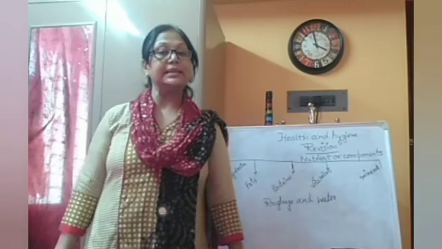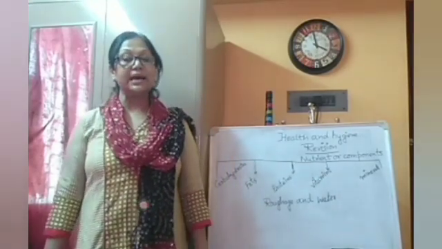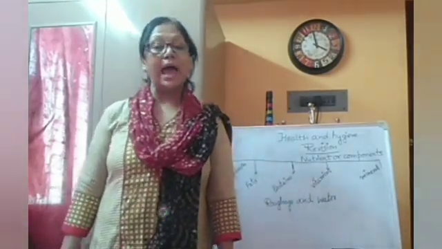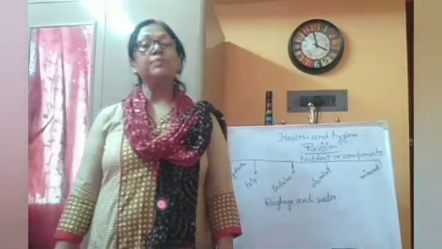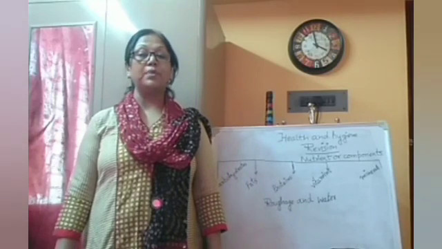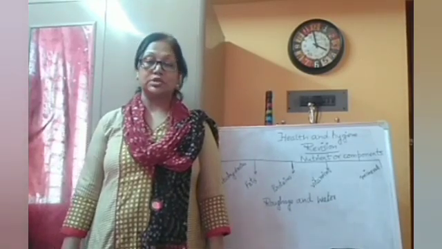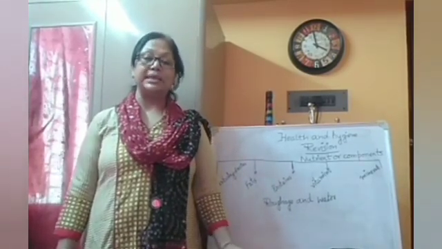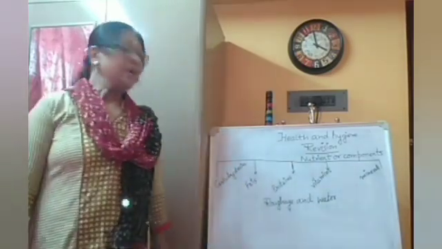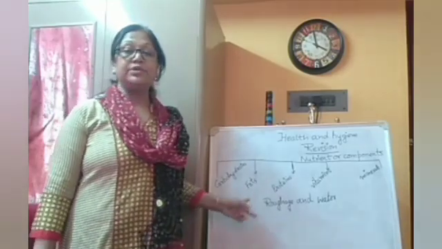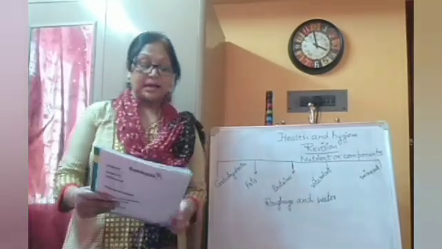And other than these 5 nutrients, which things are needed? Water and roughage are also very much needed to maintain the function of our body and all sorts of work happening inside our body. So one by one we will take the nutrients. At first we will take carbohydrate.